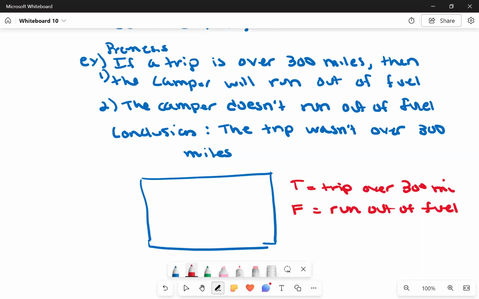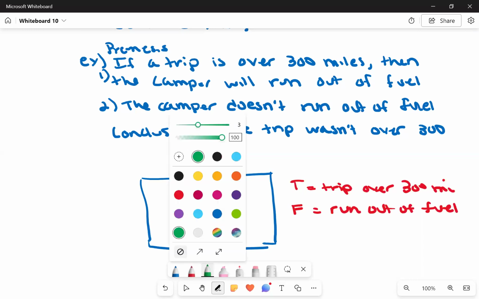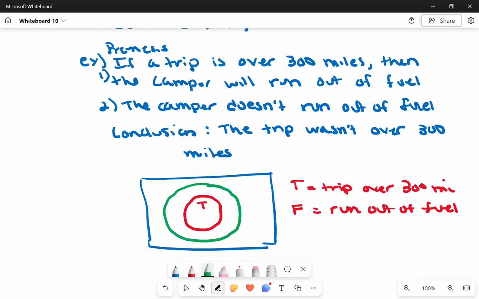So what we're saying is the trip of 300 miles happening is going to give us the conclusion that we run out of fuel. Okay. But our second statement says the camper didn't run out of fuel. So we are outside of the green set. Therefore, we would conclude that they also didn't have a trip over 300 miles because that's within the green set. So if we're outside the green set, there's no way we can get there. So this would be a valid argument.